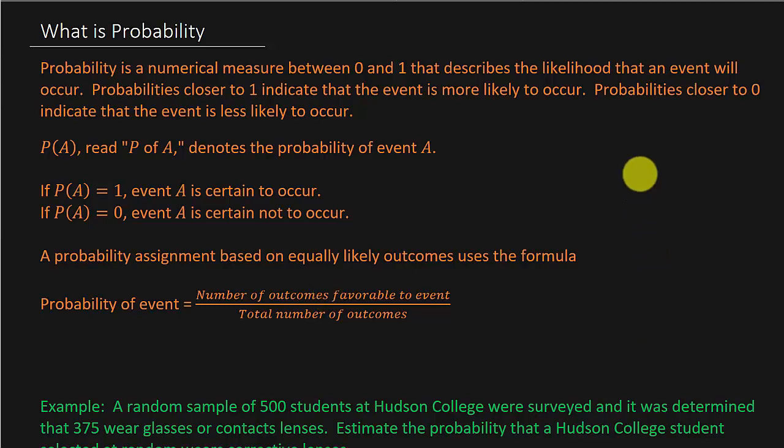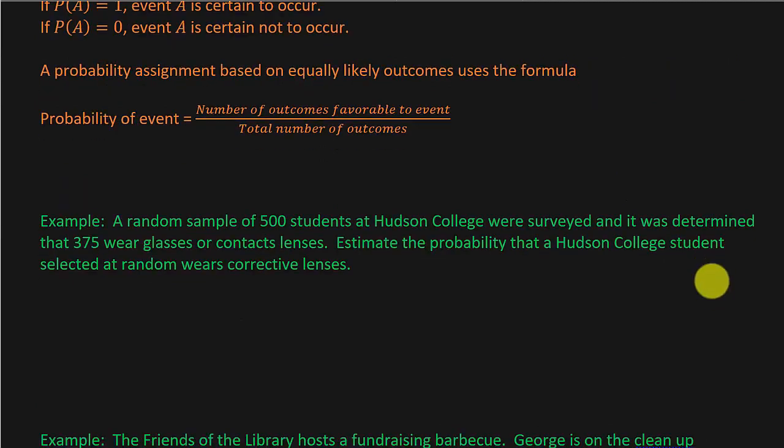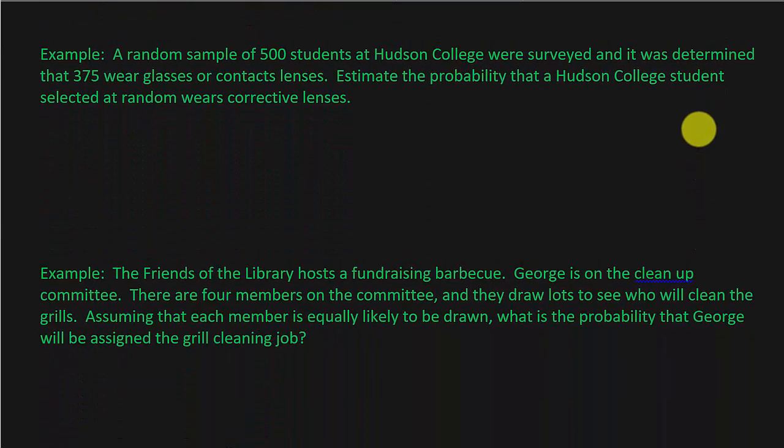All right, so let's take a look at this example here. It says a random sample of 500 students at Hudson College were surveyed, and it was determined that 375 wear glasses or contact lenses. Estimate the probability that a Hudson College student selected at random wears corrective lenses. All right.